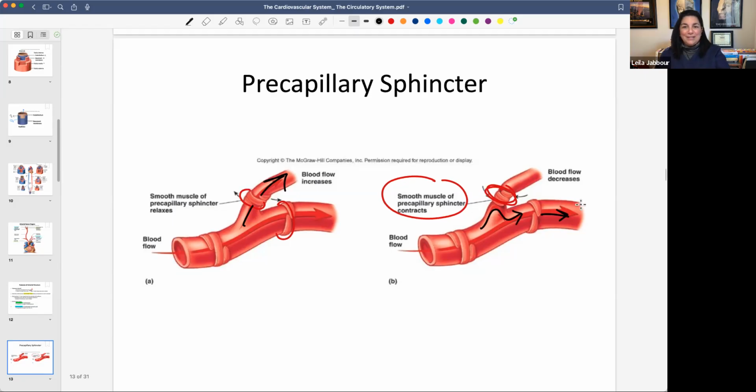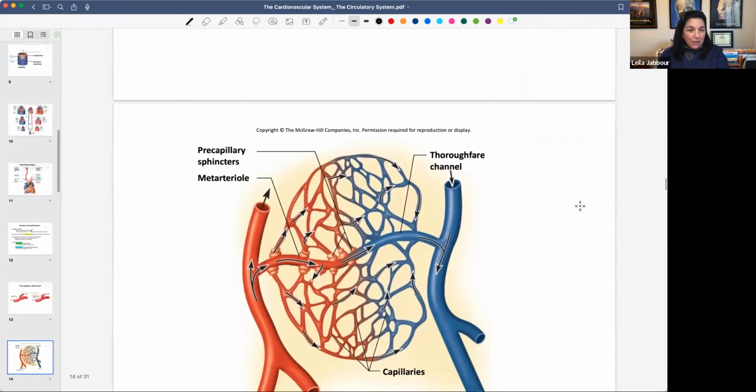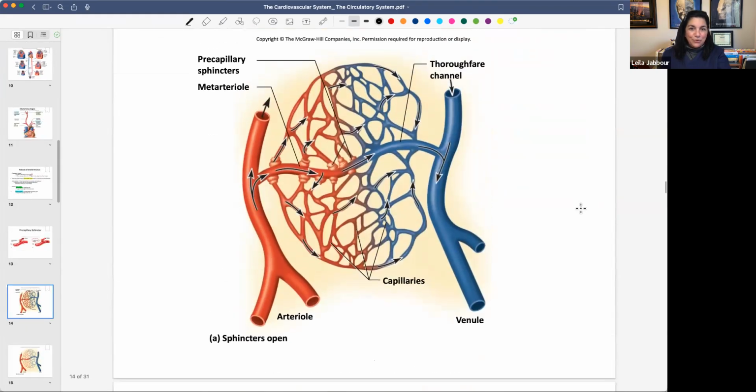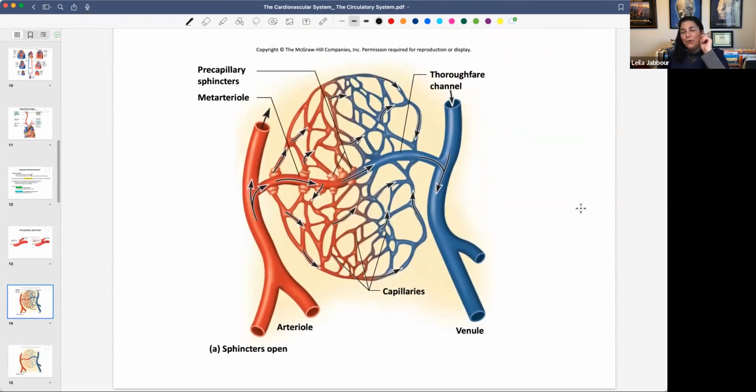This is going to be really important, and we will cover that. Actually, yes, I'm showing that to you over here, and at the end there's also one more slide that will bring this back up. So look here. We have the example of sphincters being open, and then I'm going to show you the next slide where they're closed. If the sphincters are open, it allows the blood to go into the capillary beds. These are all the capillaries. That's the capillary bed. That's what we would call a capillary bed.